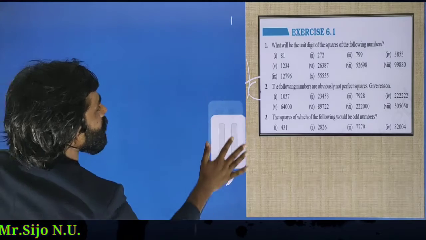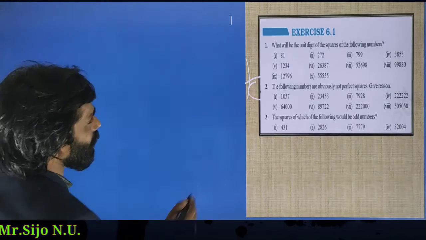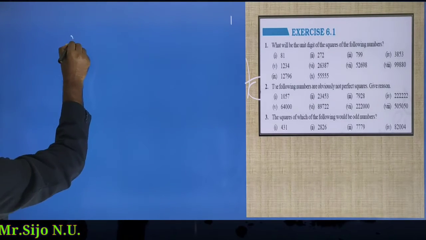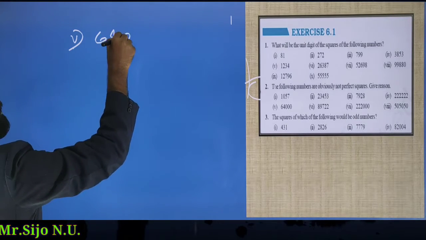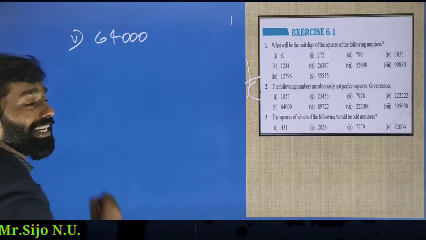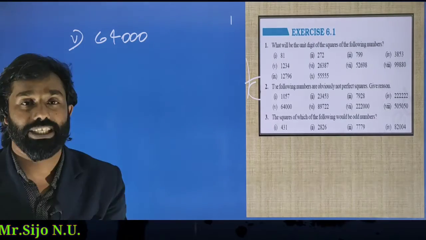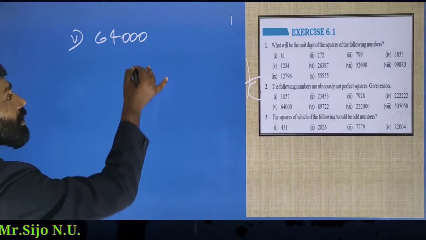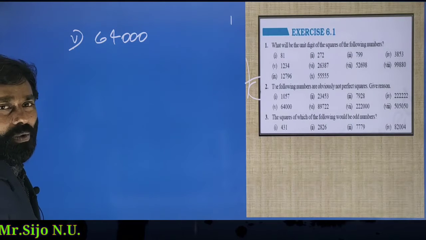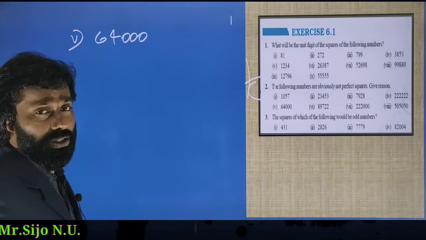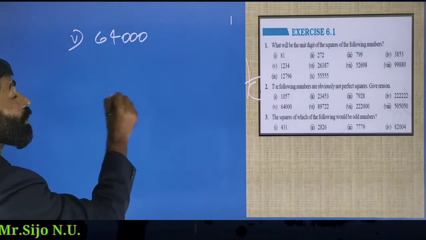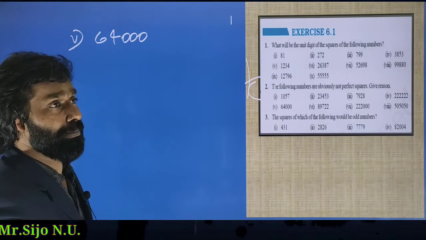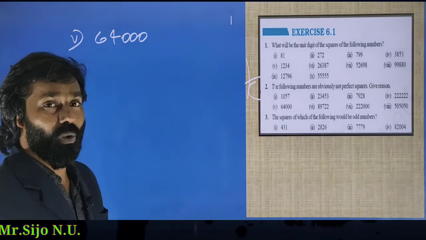So why is that number not a perfect square? Yes, what is that question? Fifth sub question. Yes, 64000. They are saying it's not a perfect square number. What's the reason? So see here, it ends with 0. Numbers that end with 0 may be perfect squares, but that reason is not suitable here.